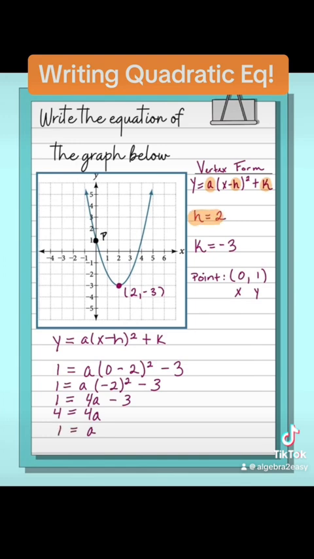So now you have your h value, your k value, and your a value. We're going to take all three of those, and we are going to write our final equation of this parabola. Now, when you write your final equation, you are not going to plug in a number for x and y. We only did that here so we could solve for a. So your final equation is y equals 1, there's our a value, times (x minus 2) quantity squared minus 3. And that is the equation of our parabola.